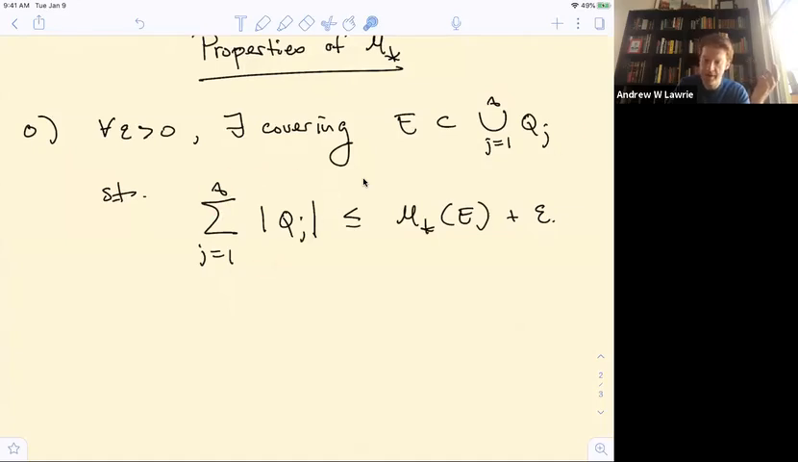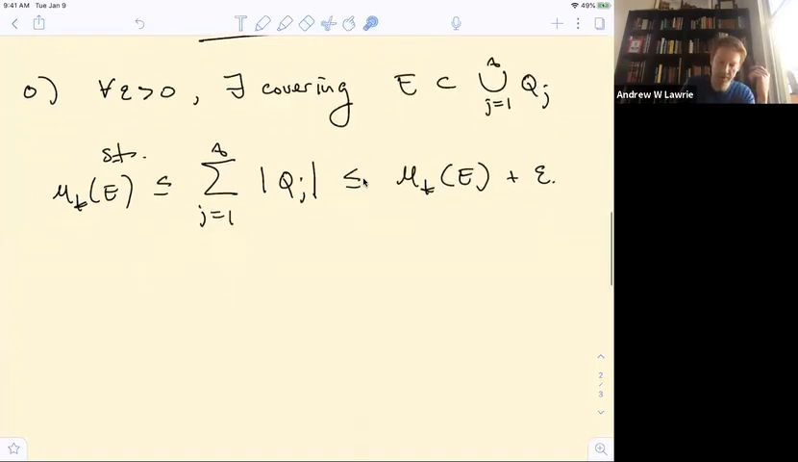Right, and this is just from the definition because this object is the inf over all such objects. So in particular, you can find a particular covering so that you get in between the exterior measure of E and the exterior measure of E plus epsilon. You can get arbitrarily close to it. You can find a covering that nearly realizes this inf for any epsilon bigger than 0. So this is just from the definition.